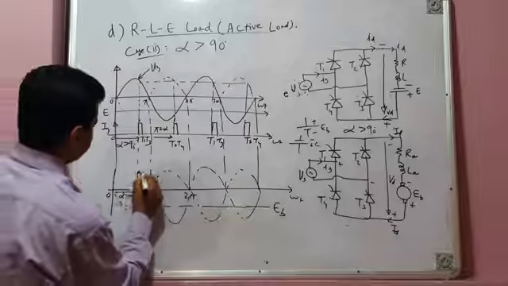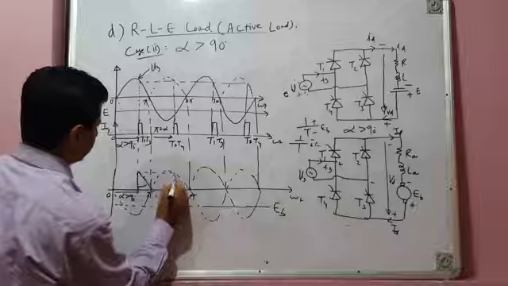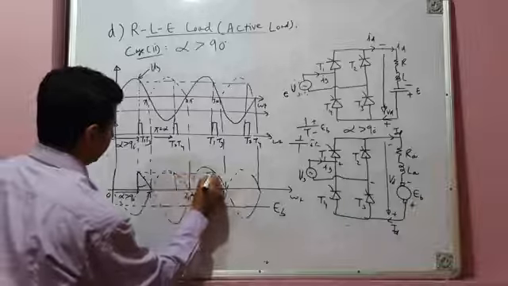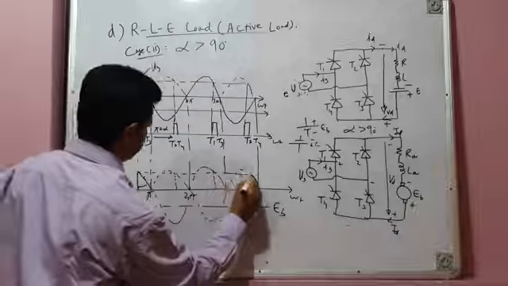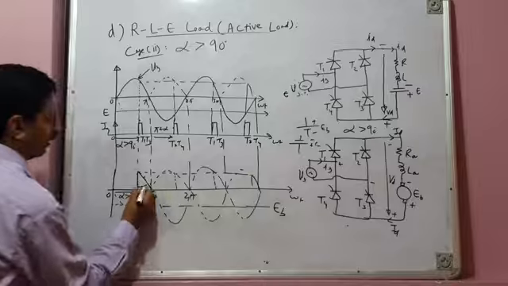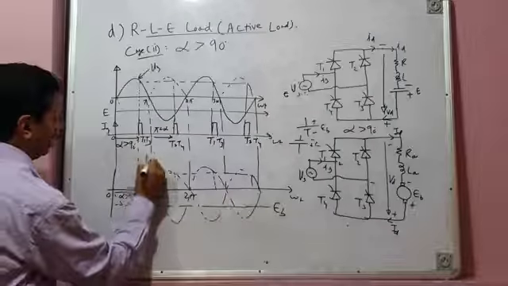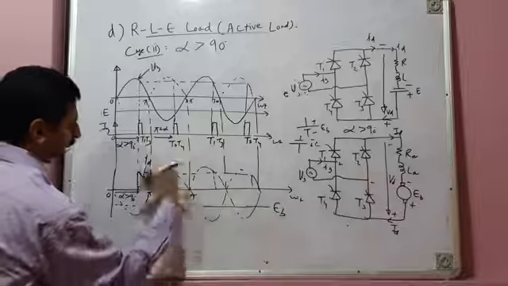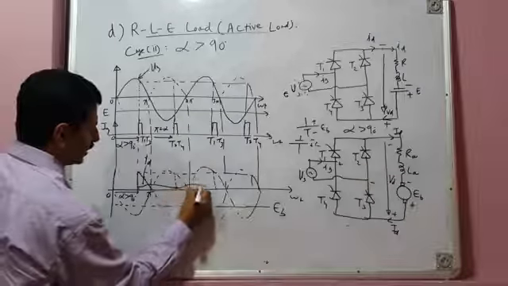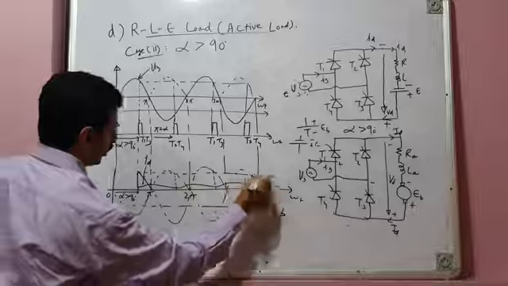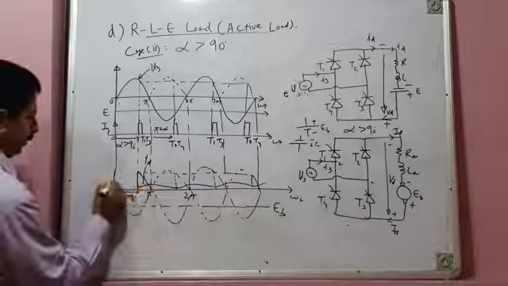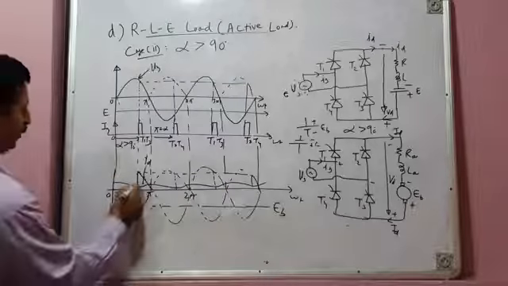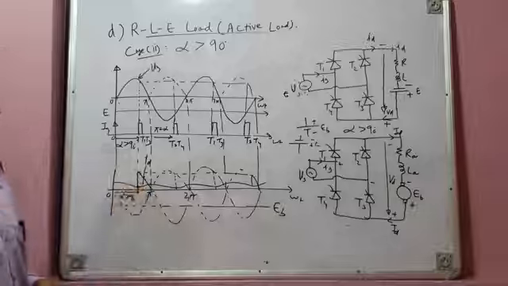Let me first of all show the instants of firing. This is the next instant of firing, this is the next instant of firing, this is the next instant. If current is continuous, this is your load current ID. It increases and it decreases. But before it becomes zero, next instant of firing comes, it again increases, decreases. So let us assume continuous current is flowing. So previously also some current was flowing. Continuous current operation is there.